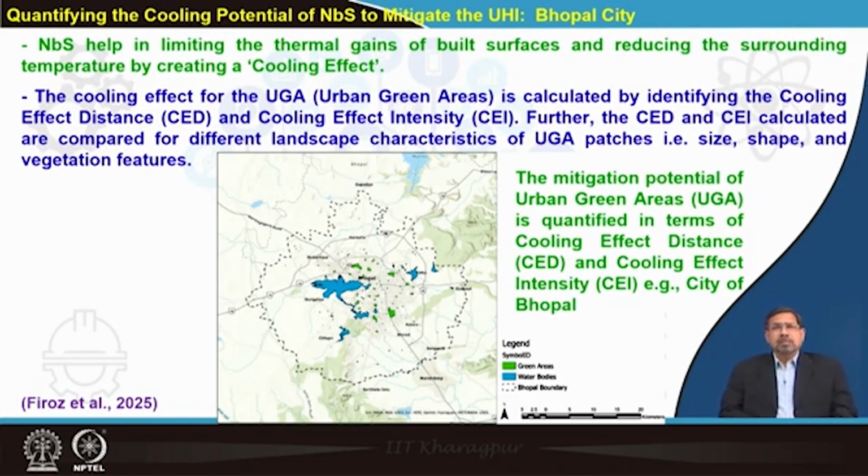So, the mitigation potential of the urban green areas is quantified in terms of CED and CEI, and the map shown is for Bhopal, where you can see the green area, the water bodies, and the boundary, particularly the outer boundary of Bhopal city.